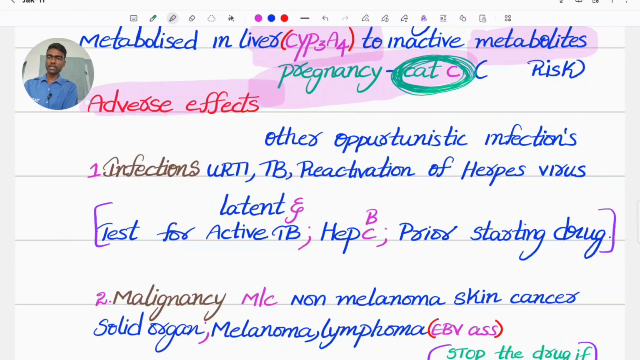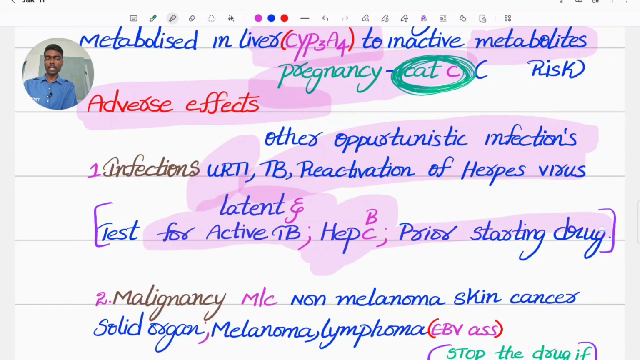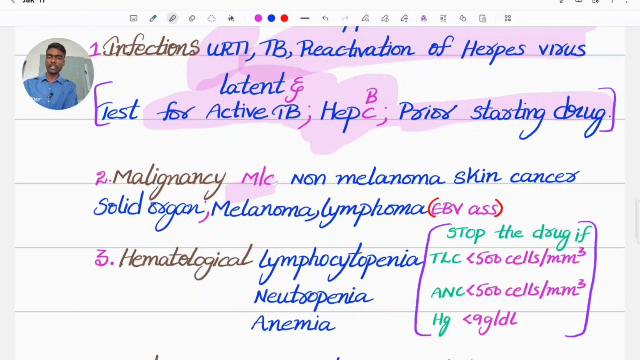Coming to its adverse effects: infections. Any immunosuppressor will lead to opportunistic infections, reactivation of TB, herpes, mainly upper respiratory tract infection. So we have to test for any active infection, TB, latent TB, hepatitis B, hepatitis C, prior to starting this Tofacitinib. Next adverse effect, malignancy.